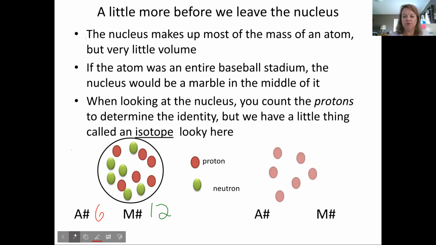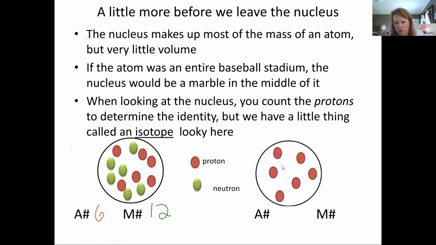Now let me change my pen color back here. Let me go to another nucleus. So we've got another nucleus. I've drawn the circle, and I've put in the same number of protons. So I'm dealing with an atomic number of 6. So I still have an atom of carbon. The atomic number, or the number of protons, tells me who the element is.